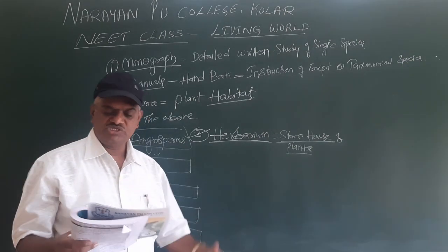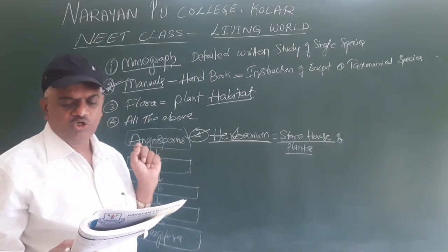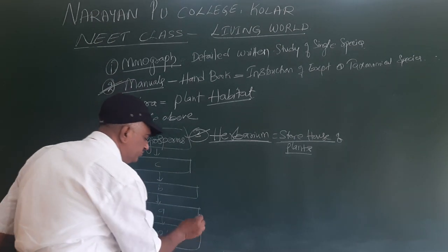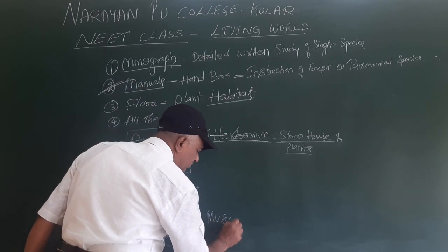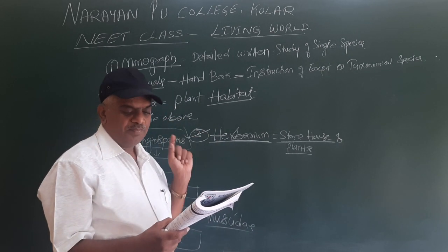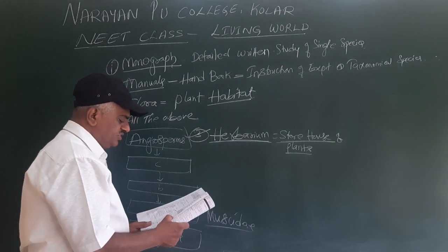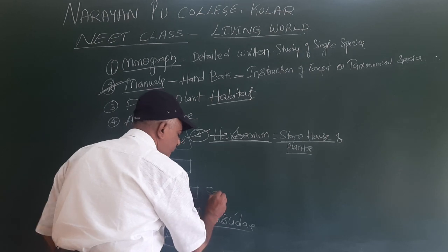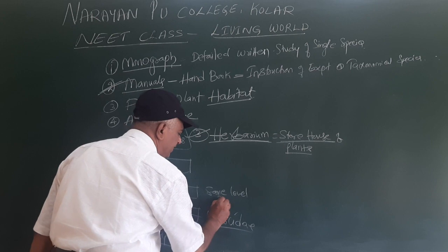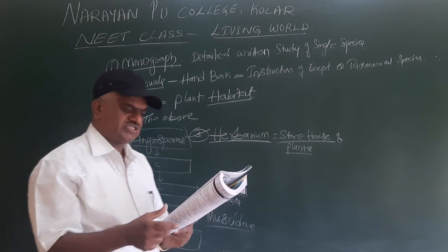I read out the options. A is comparable to Mucidae, while B at the same level has that of Primata. This is the first option.